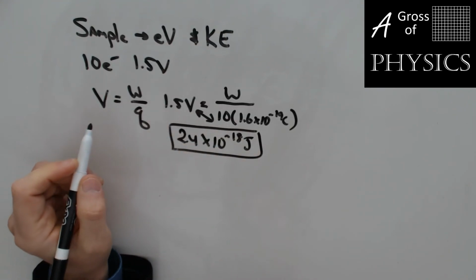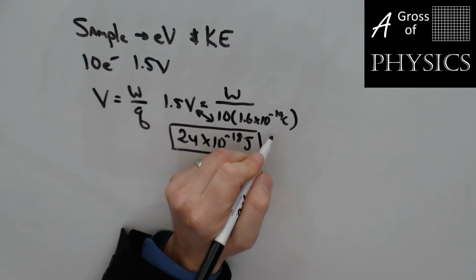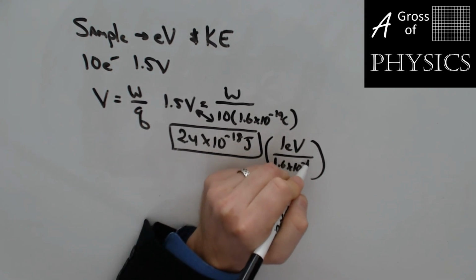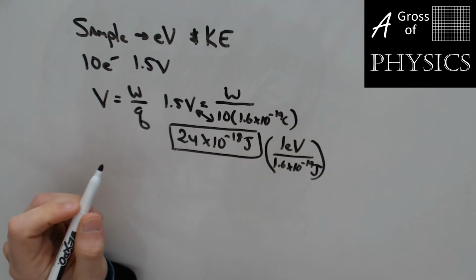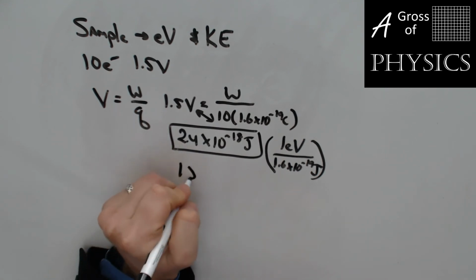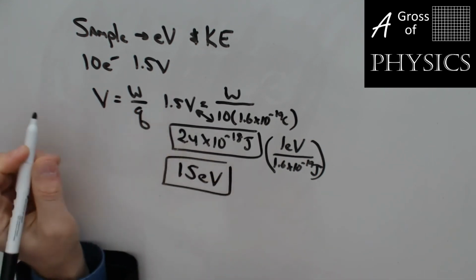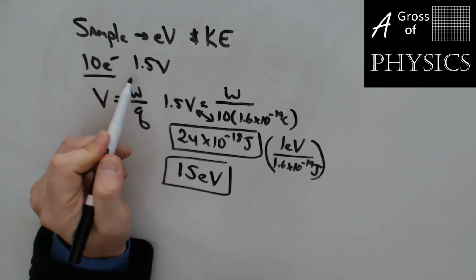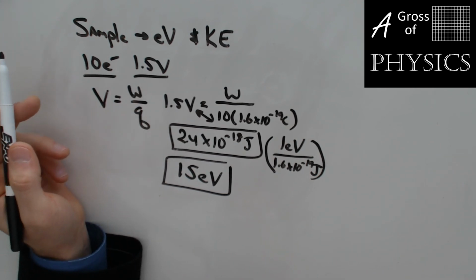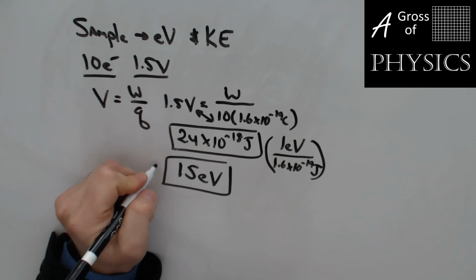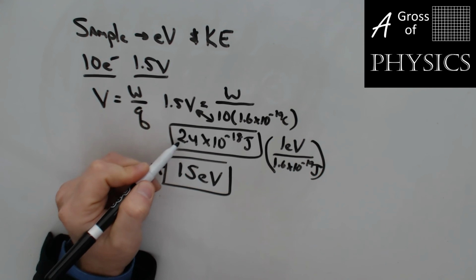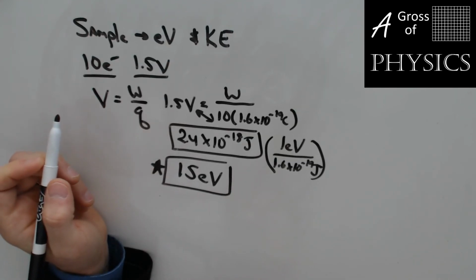Now the problem asks for the value in electron volts, so this becomes a conversion. 1 electron volt is 1.6 times 10 to the negative 19 joules. If we divide this by 1.6 e negative 19, we get 15 electron volts. So you'll see that if we have 10 electrons and we each need to move at 1.5 volts, we would multiply the two and get 15 electron volts. This shows how this unit makes our life a lot easier. 15 is a lot easier to deal with than 2.4 times 10 to the negative 18 joules.